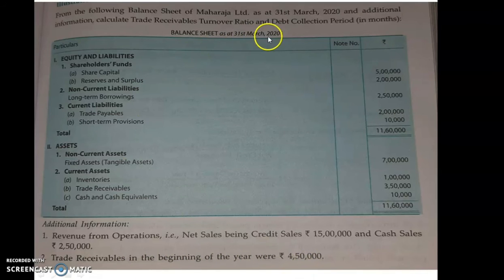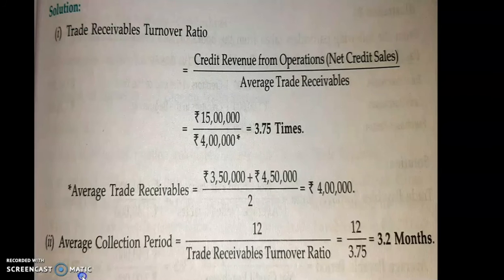This balance sheet is the closing amount. You can find trade receivables over here. So 3,50,000. 4,50,000 opening and 3,50,000 closing. 3,50,000 plus 4,50,000 divided by 2, you will get 4 lakh. Substitute that amount here. Divide, you will get 3.75 times as your trade receivable turnover ratio.